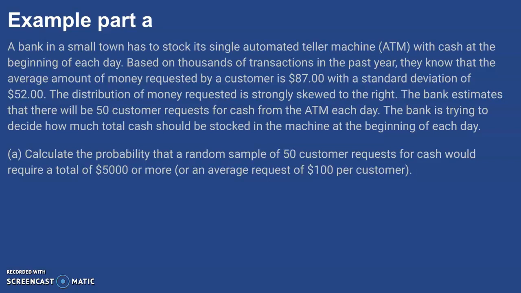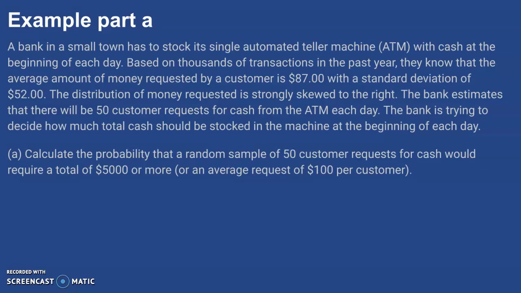Based on thousands of transactions in the past year, they know that the average amount of money requested by a customer is $87, with a standard deviation of $52. The distribution of money requested is strongly skewed to the right. The bank estimates that there will be 50 customer requests for cash from the ATM each day.